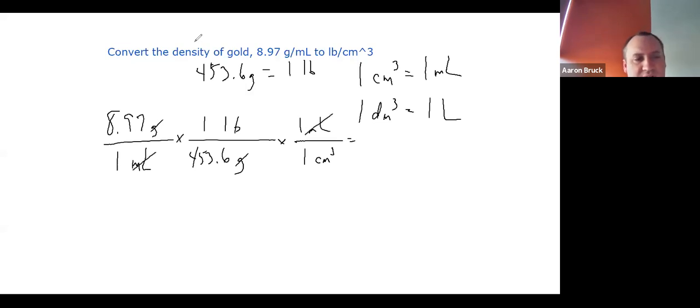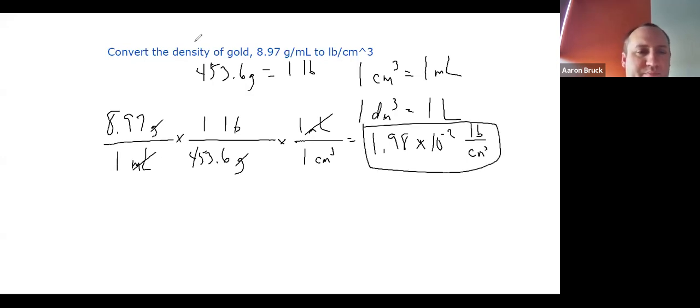Milliliters and cubic centimeters cross. 8.97 divided by 453.6, to 3 significant figures, is 1.98 times 10 to the negative second pounds per cubic centimeter. And that really is all that there is to that one.